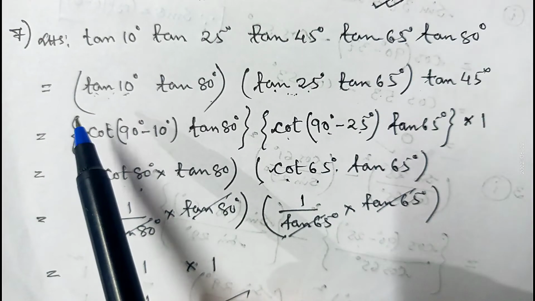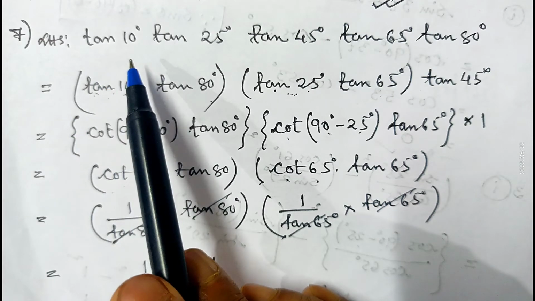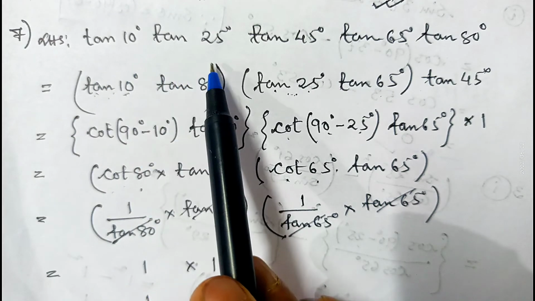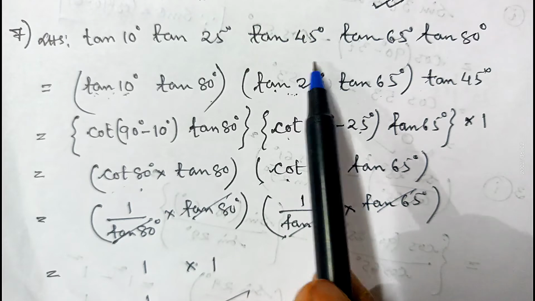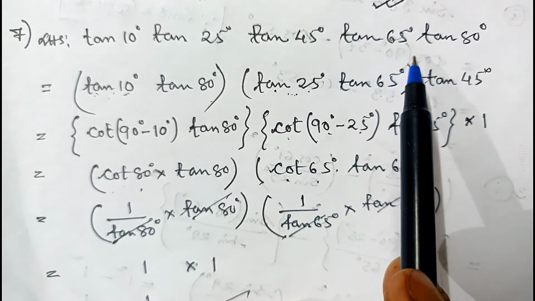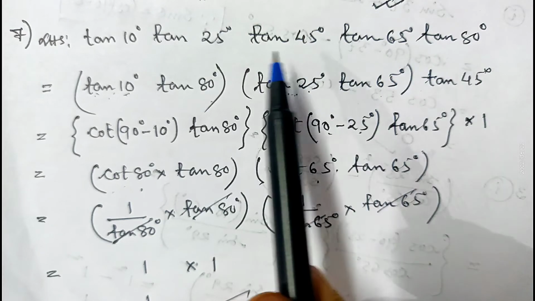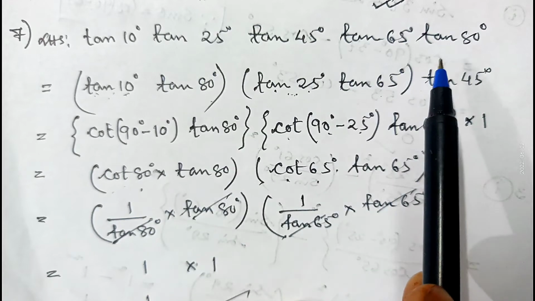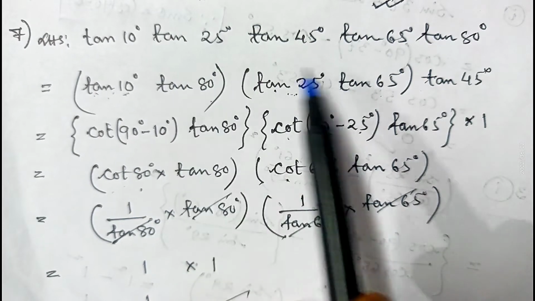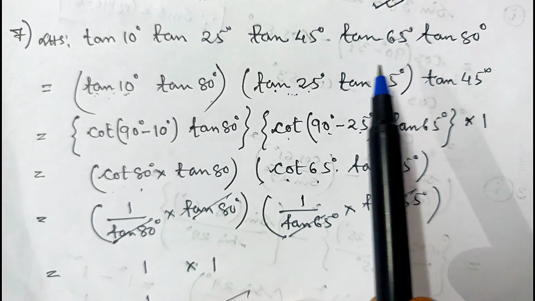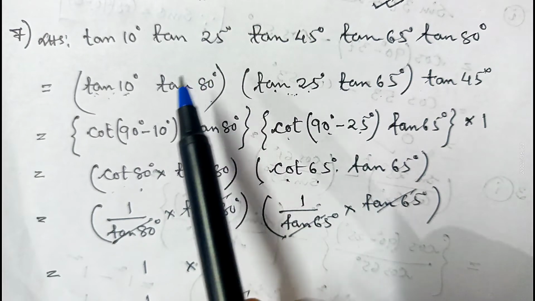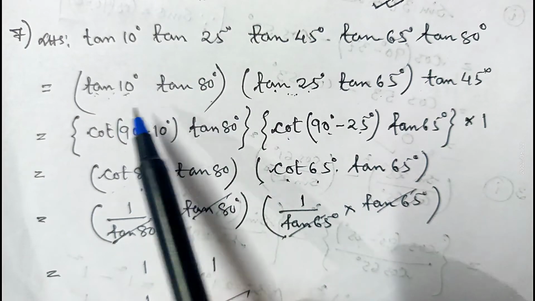In question number 7, it is given that tan 10 degree, tan 25 degree, tan 45 degree into tan 65 degree into tan 80 degree, and we have to prove that this is equals to 1. Now while doing this type of sum, first of all we have to make groups in such a way that sum of the angles should be 90 degree.